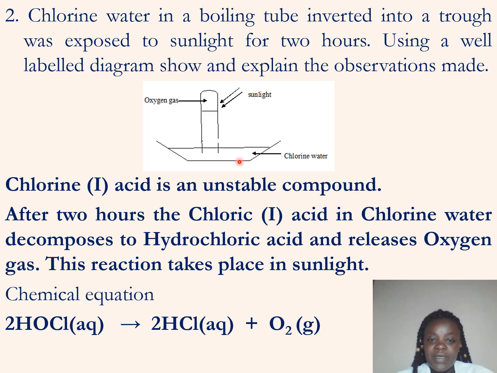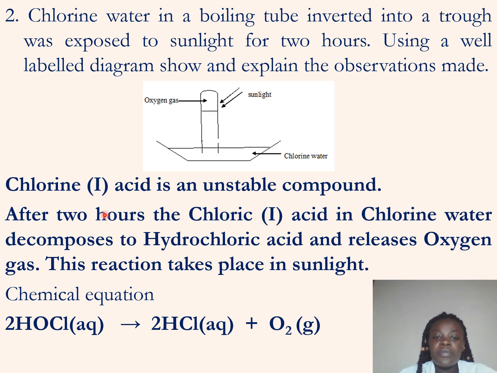So this is the diagram here. The observations we are going to make are, remember, we have said that chlorine dissolves in water to form two products. One, chloric 1 acid or the hypochlorous acid, and the hydrochloric acid. So what is going to happen is that the hypochlorous acid will decompose. It is an unstable acid or compound. It is unstable. So once it is exposed to sunlight, it is going to decompose.